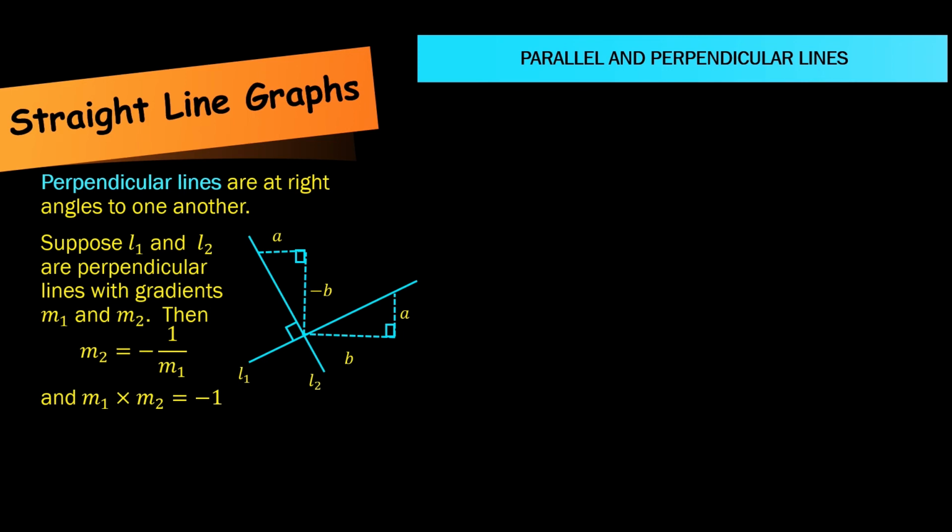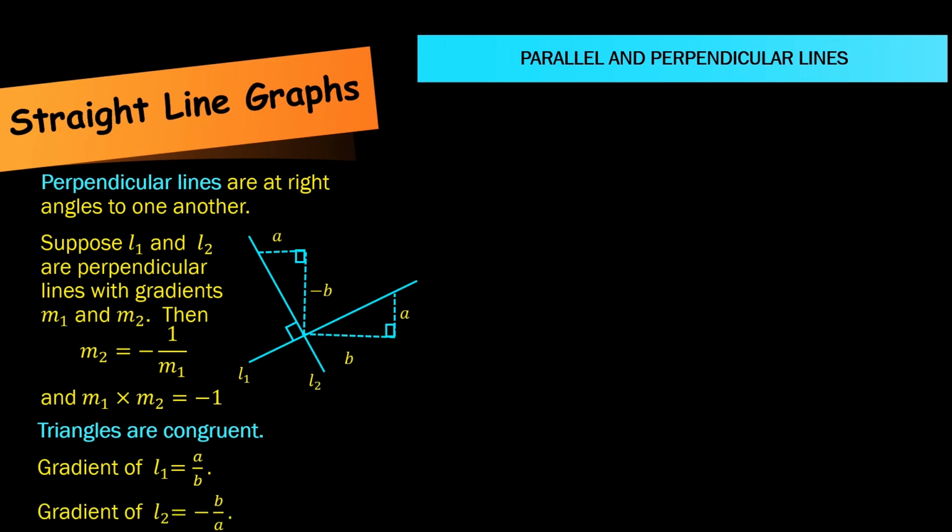We can see this if we put triangles as shown on the diagram. These two triangles are congruent. And if we find the gradient of each of these lines, we have that the gradient of L1 equals A over B, and the gradient of L2 equals minus B over A.